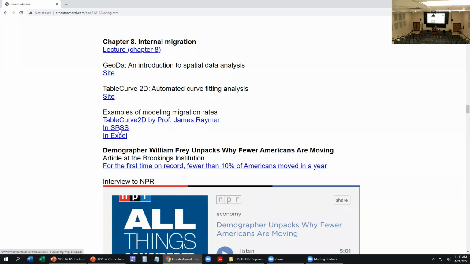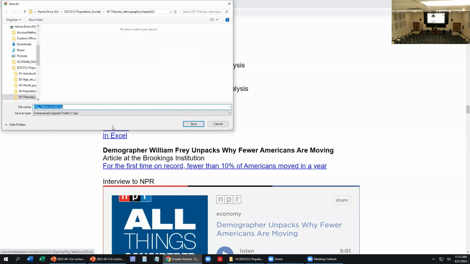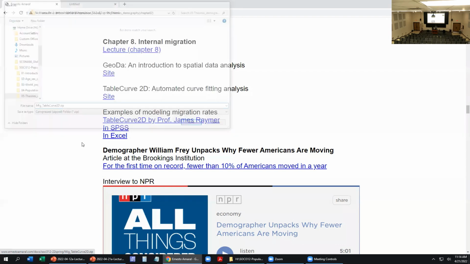In this example here, he uses a software called Table Curve 2D, which is really easy to use for estimation, but of course, it's not a free software package. And he shows the step-by-step of how to do this here. And I put his course material in a compressed zip file.